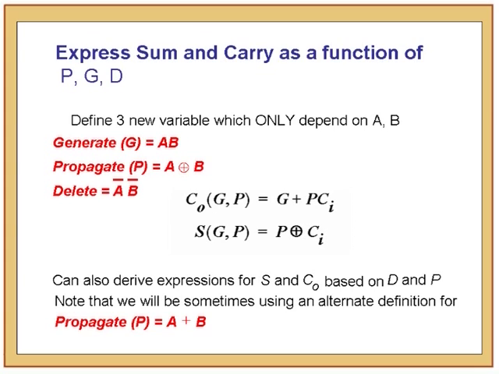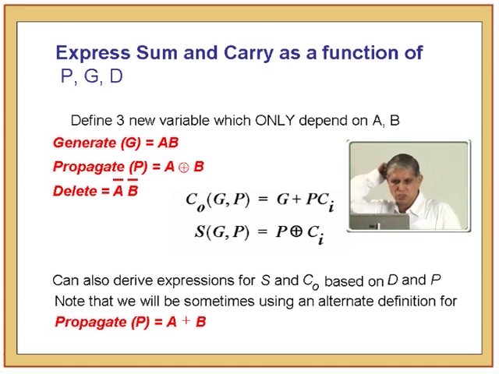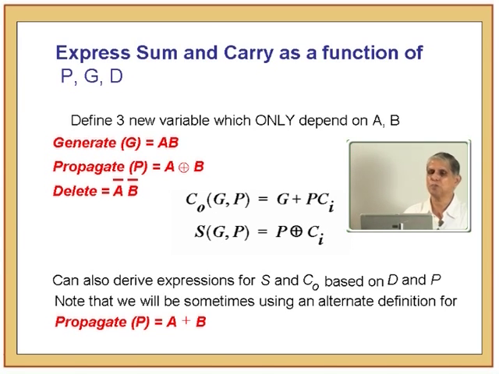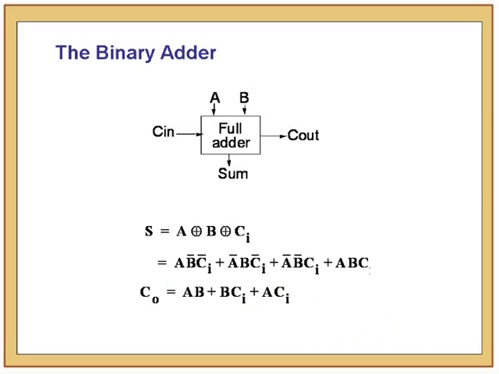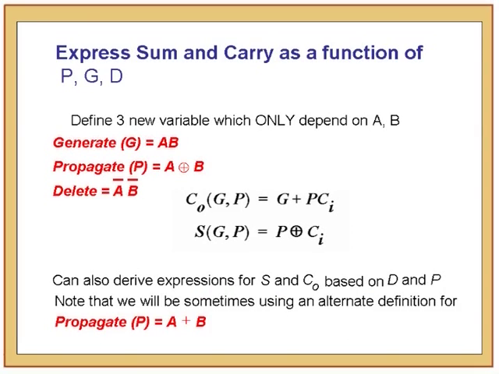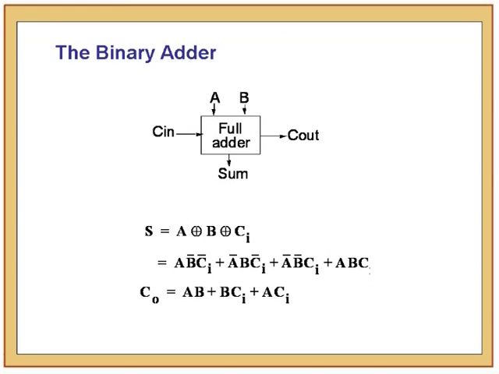So I can express my sum and carry in three functions, P, G and T. The variable G is essentially AB; we define G as AB. We define the propagate function P as A XOR B, and we define the delete function as A bar dot B bar. If I use this and go back to that expression, then I can see the sum is nothing but P XOR CI, because A XOR B is P.